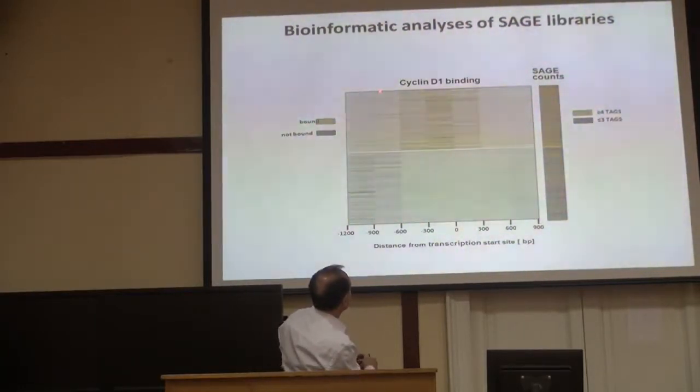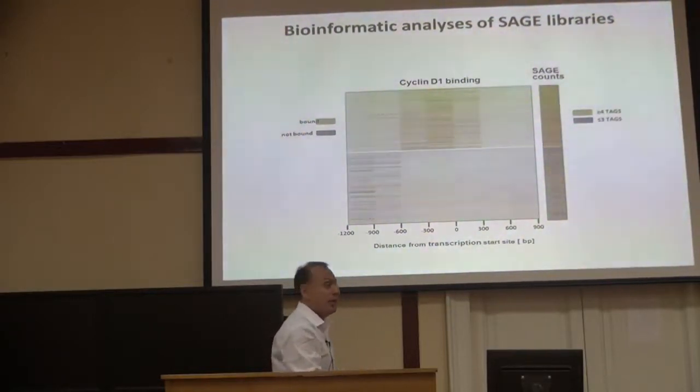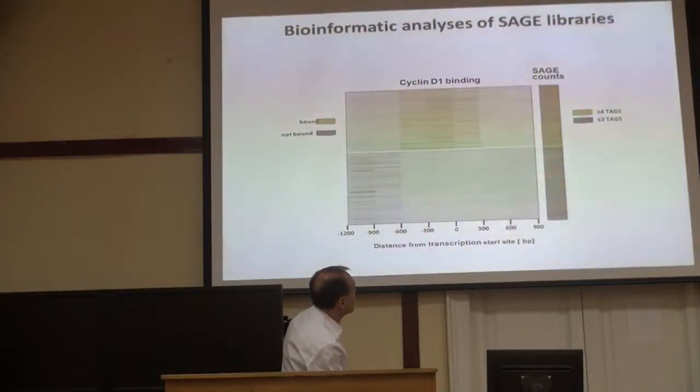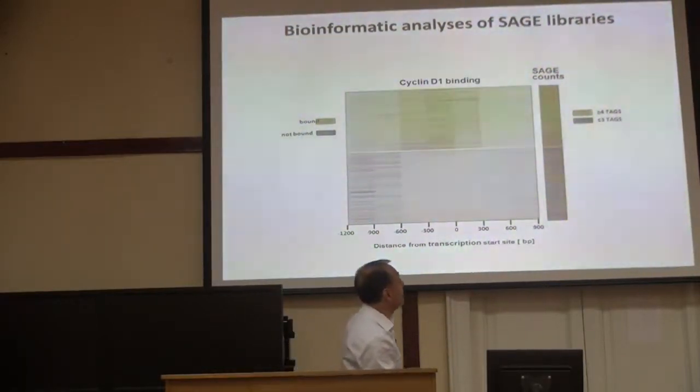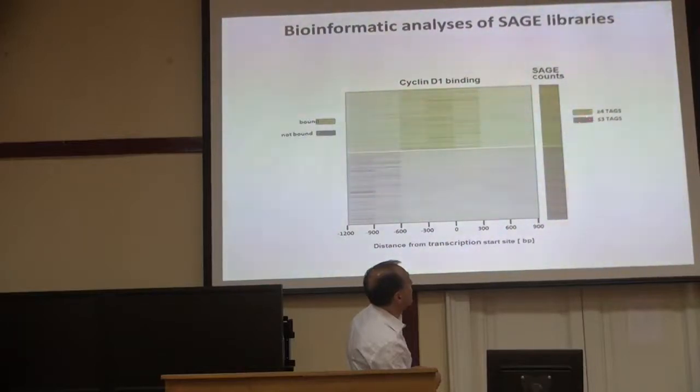And these are the top 100 genes that are bound by cyclin D1. And these are 100 genes that are not bound by cyclin D1. And then for every gene, we are showing you not only the binding, but when you go to this column, this is the SAGE count, meaning how many tags are in the library. Many tags meaning highly expressed, few tags meaning not highly expressed. And the highly expressed genes are in yellow, and the poorly expressed genes are in blue. And as you can see, there is more yellow here than here. There is more blue here.